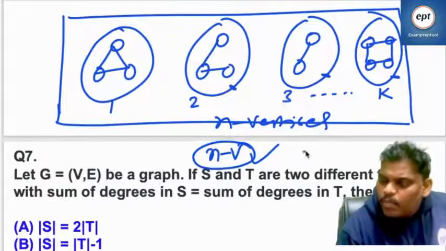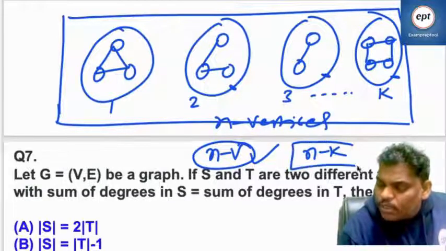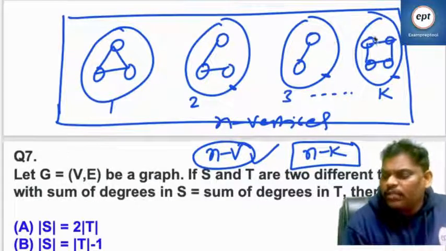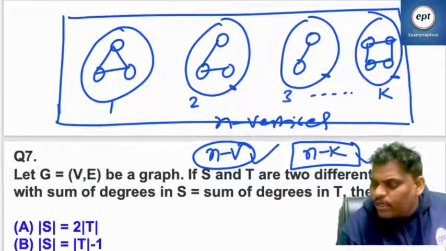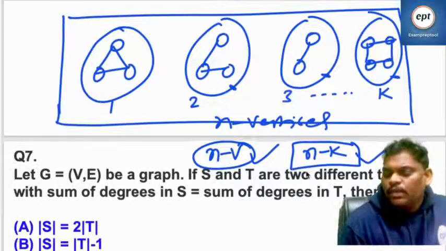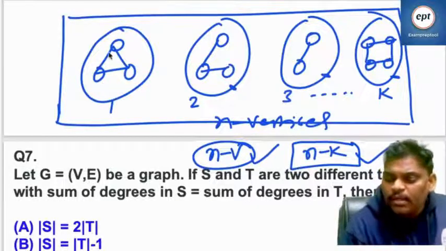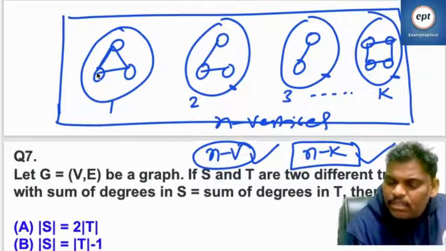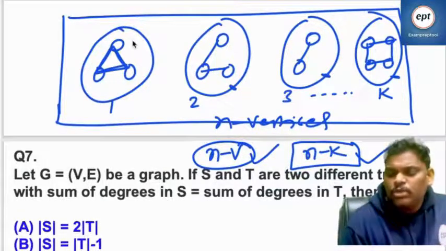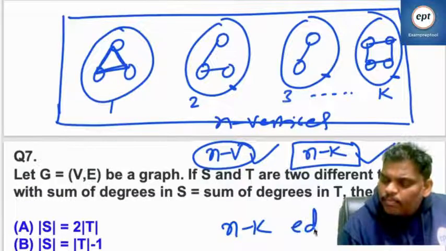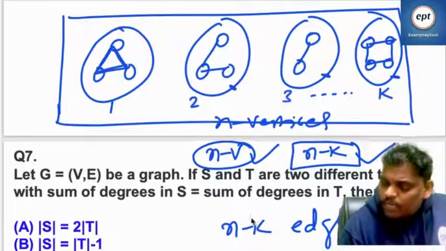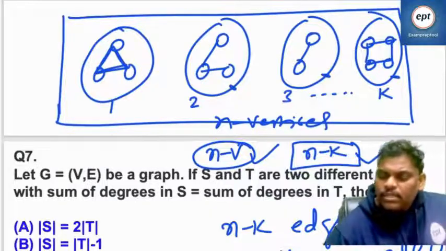Okay, so k components are there. If you keep one vertex in every component, n minus k vertices are left out. Each of these n minus k vertices will add one edge or more than one edge, because it is not a forest and cycles are also allowed. If cycles were not allowed, exactly n minus k edges would come. Because cycles are allowed, at least n minus k edges.